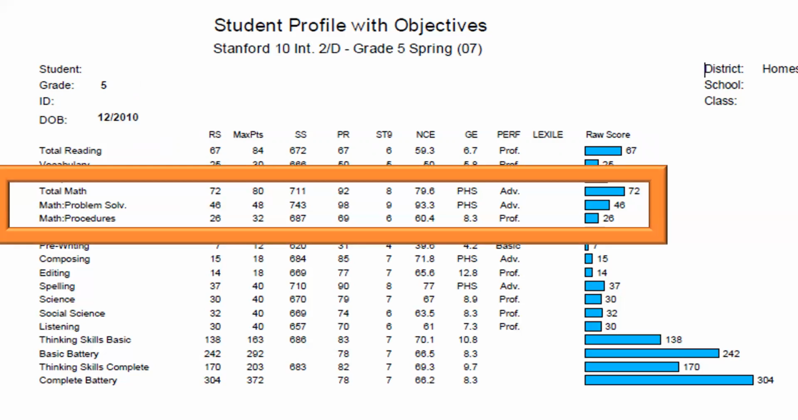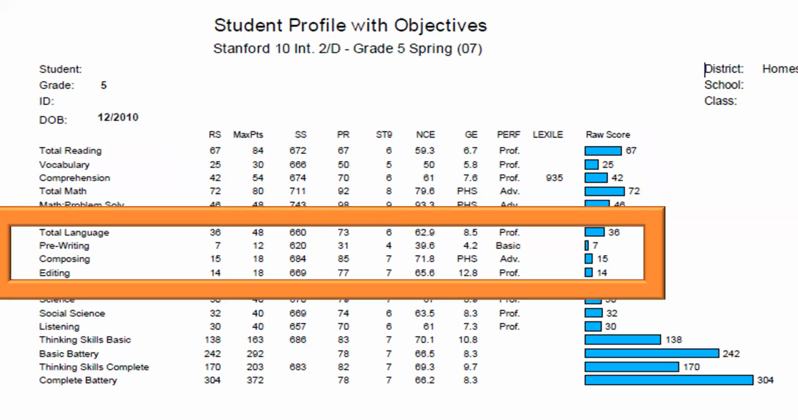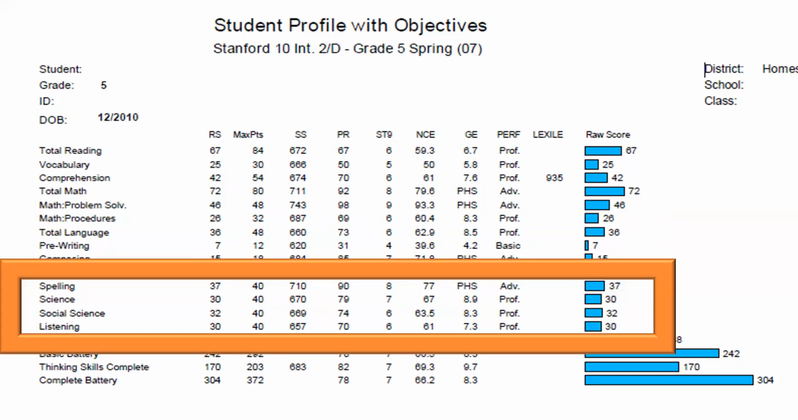Here you see the scores for the subtests math problem solving and math procedures. These scores are combined for the total math score. Here you see this student took a subtest in language, and the language subtest has been divided into pre-writing, composing, and editing. This student was also tested in the individual subtests of spelling, science, social science, and listening.